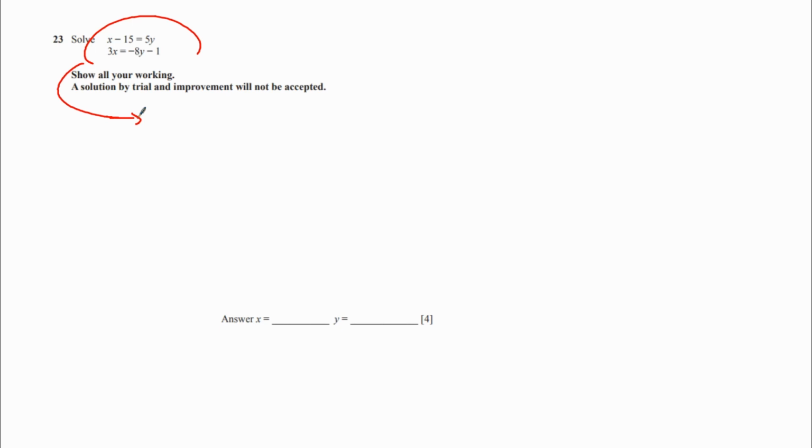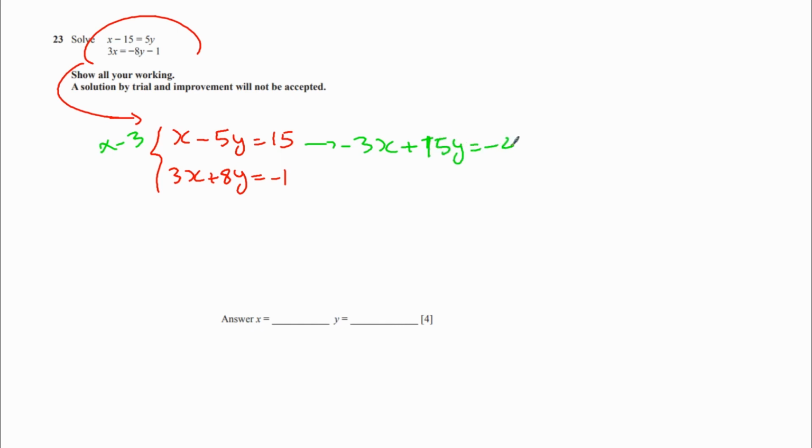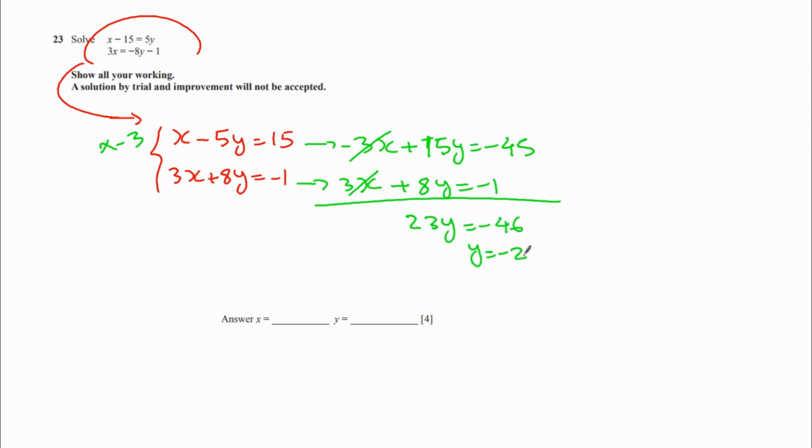So if I use elimination in here, the first equation, if I rearrange that, I can write x minus 5y equals 15, and 3x plus 8y equals minus 1. So I just write x's and y's and numbers in order. Now, if I times this by minus 3, I will have minus 3x plus 15y equals minus 45, and I write this as it is. Then I add these together, the minus 3x and 3x cancel, and what I have is 23y equals minus 46, so y equals minus 2.